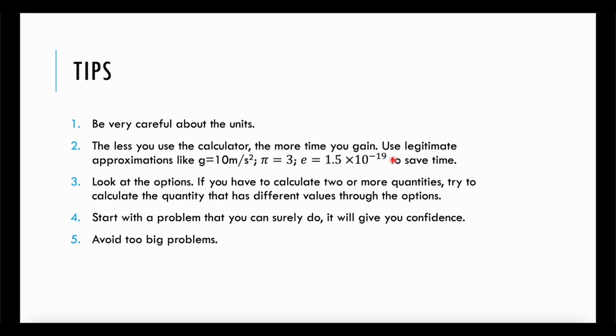And if the options are different to a large extent, then you can use more approximate values. Next thing is that look at the options first and try to see which is the probable one, and sometimes you need to carry out 2-3 values for a given problem and try to find out the value for which the options are the most different.